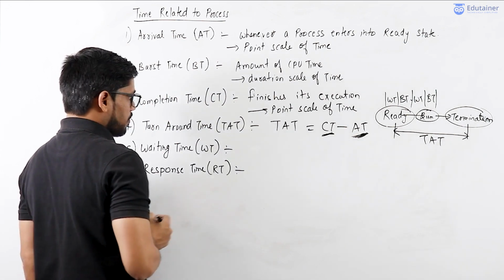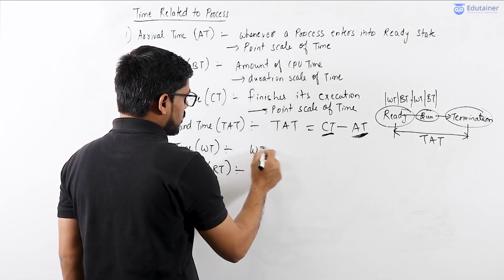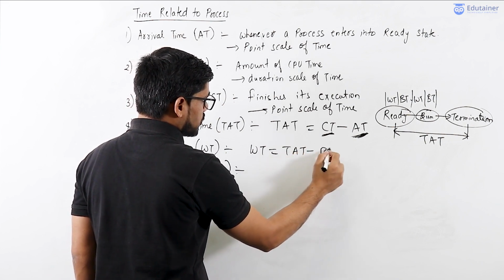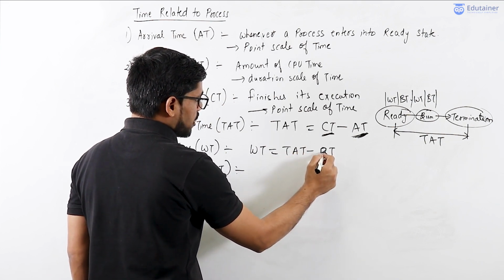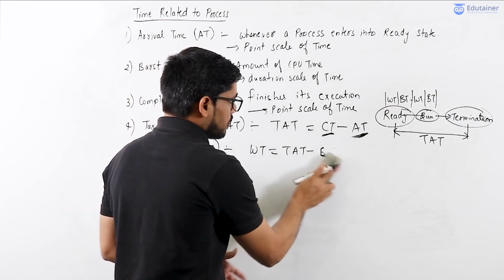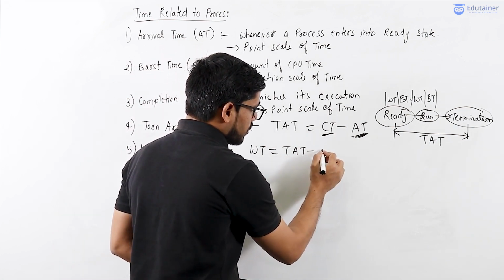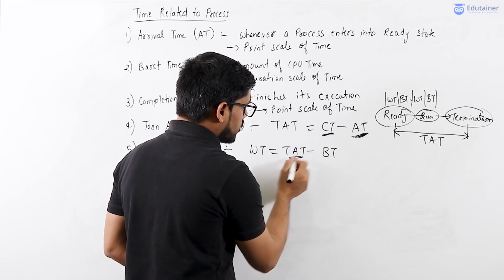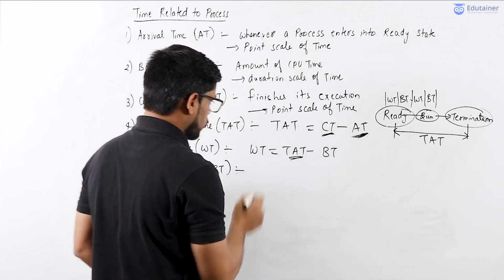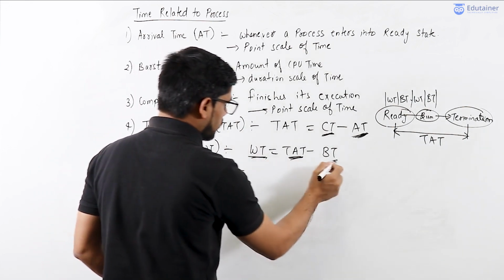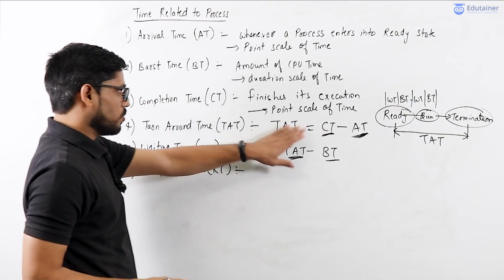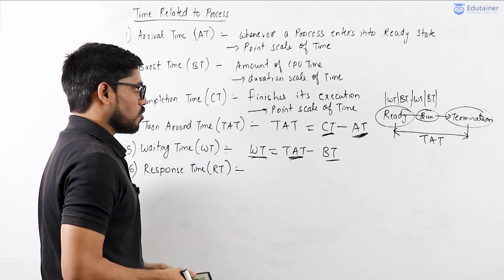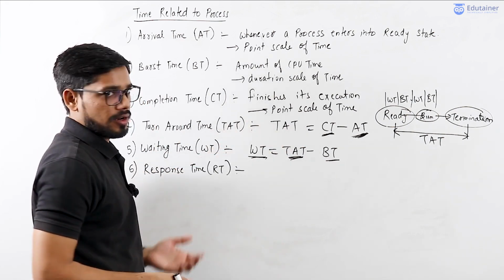Next is waiting time. Waiting time is turnaround time minus burst time. Burst time is the amount of CPU time required to finish a process, and turnaround time, you already know, is completion time minus arrival time. So waiting time is nothing but turnaround time minus burst time. Just note these formulas, because we will use them to solve various CPU scheduling problems.